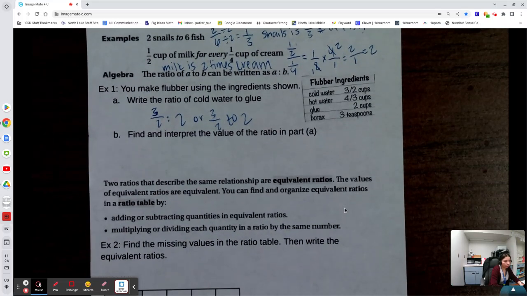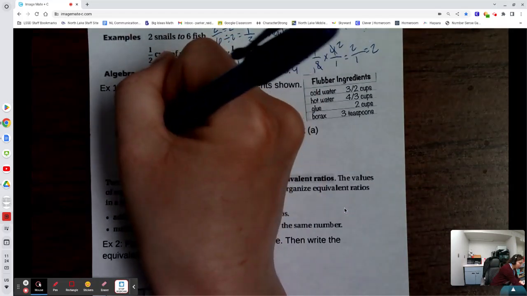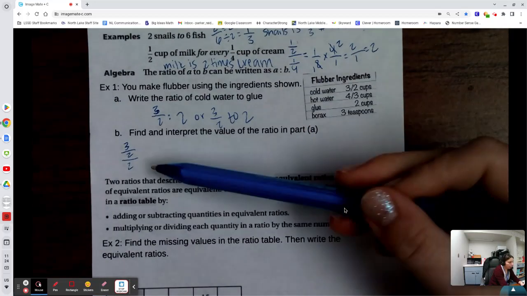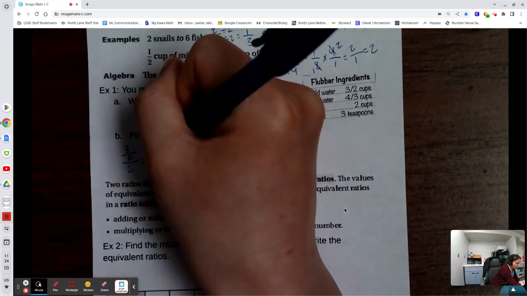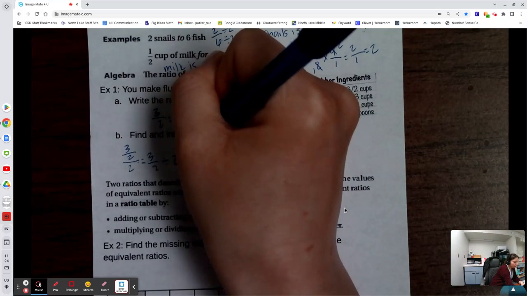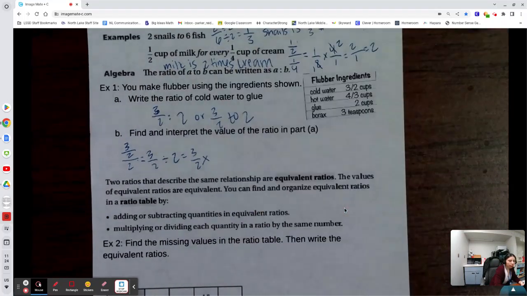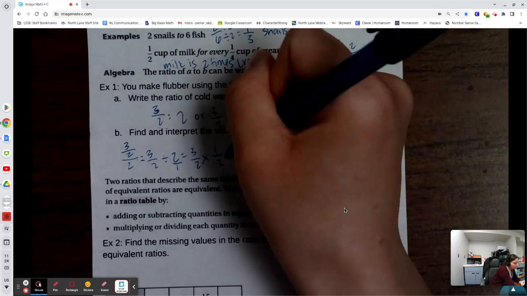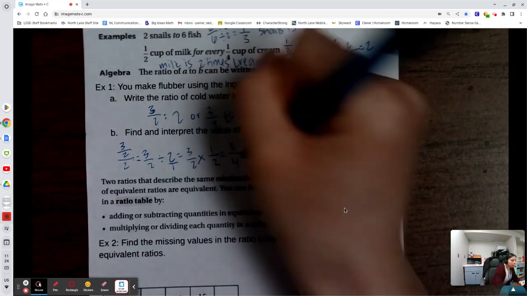Now we're going to find and interpret the value of the ratio. Remember, the value of the ratio is a fraction where we put the first number on top and the second number on bottom. 3/2 over 2. And again, because this is a complex fraction, that fraction bar right there means division. It means 3/2 divided by 2. And so I'm going to flip this to actually figure out what it's going to be. So keep 3/2, change to multiplication. Flip the second fraction. 2 is 2 over 1. So when you flip it, you get 1/2. There is no cross canceling. So when you multiply straight across the top and bottom, you get 3/4.